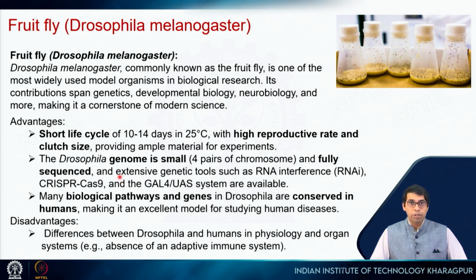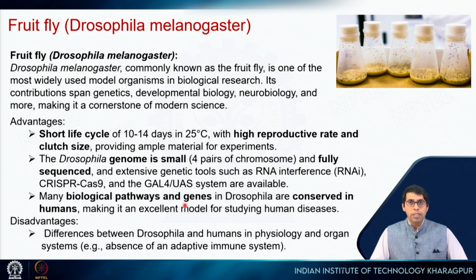Drosophila have a short life cycle of 10 to 14 days at 25 degrees centigrade. They have a very high reproductive rate and clutch size, which means that there is enough material to do experiments. The Drosophila genome is small. It has only 4 pairs of chromosomes which are fully sequenced, and there are extensive genetic tools available that can be used to manipulate the Drosophila genome.